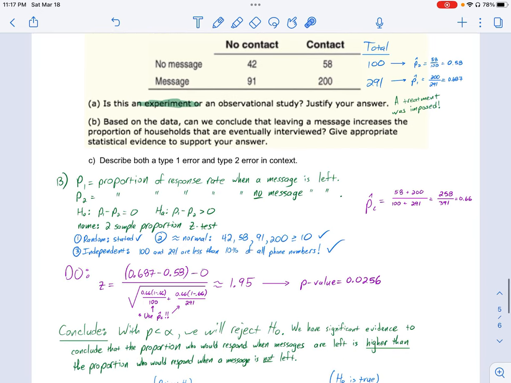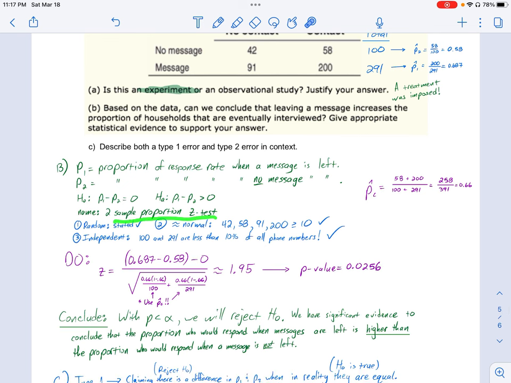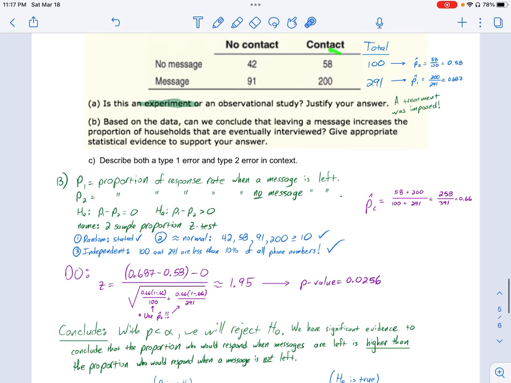So I define my P's again. Proportion of response rate when a message is left and when no message is left. They are wondering if it increases, so that's why it's a greater than, okay? It's a two sample proportion z-test because we have a null that we're checking. It was stated to be random. Normal, hey guys, I got my 4 counts right here. There they are, piece of cake.